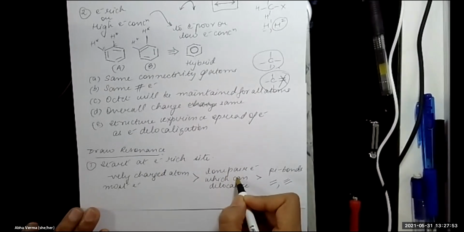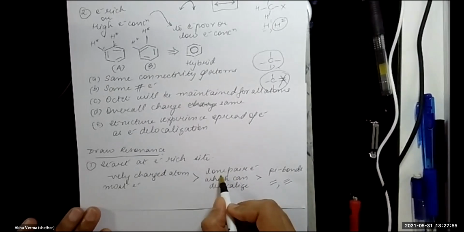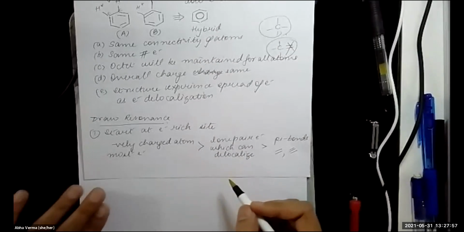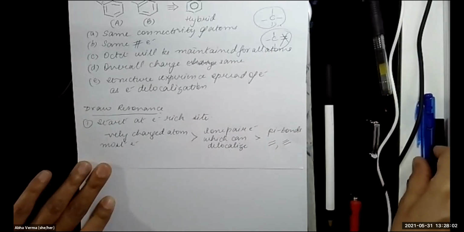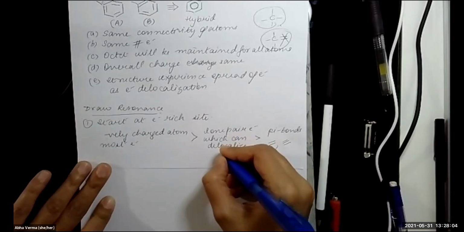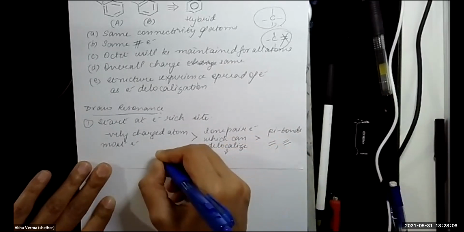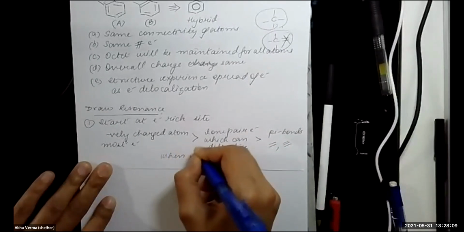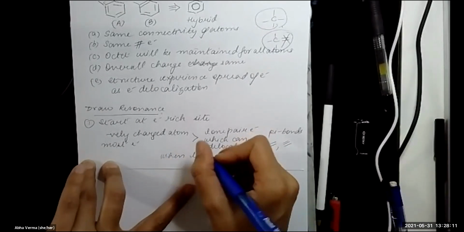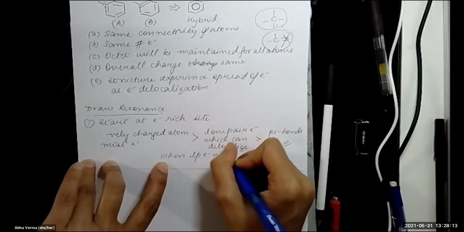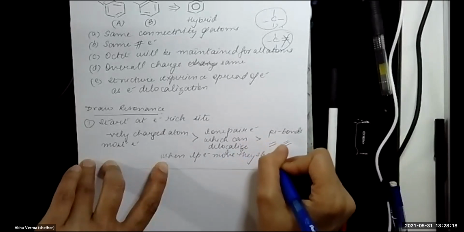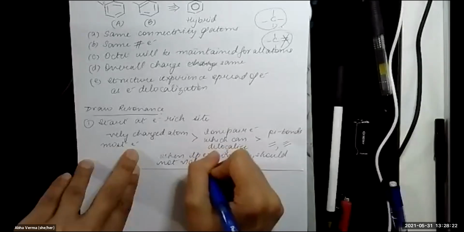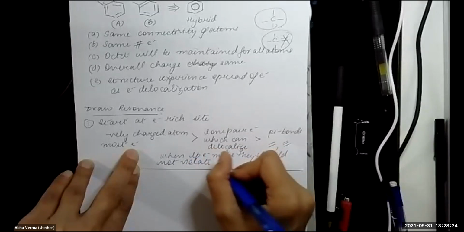Now in lone pairs also, I have specifically mentioned to you the lone pairs which can delocalize. What does this mean? It means that when the lone pair electrons move, they should not violate the octet rule.